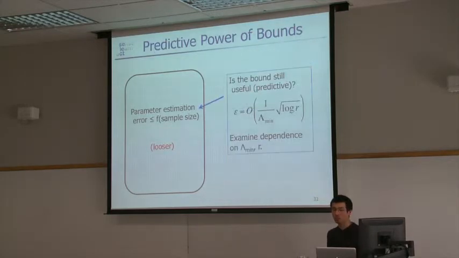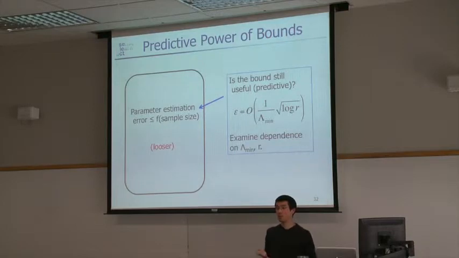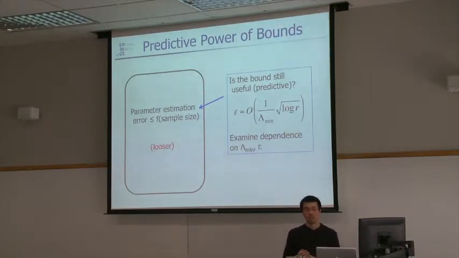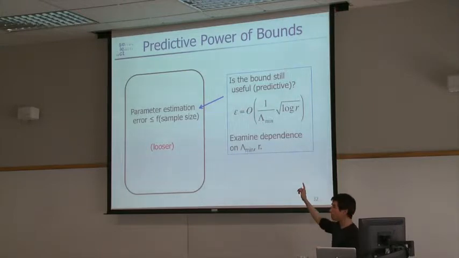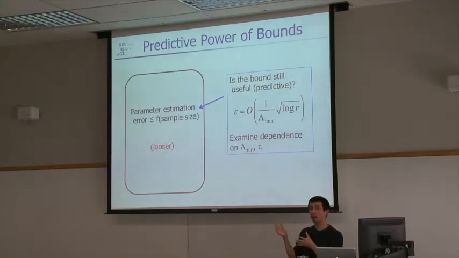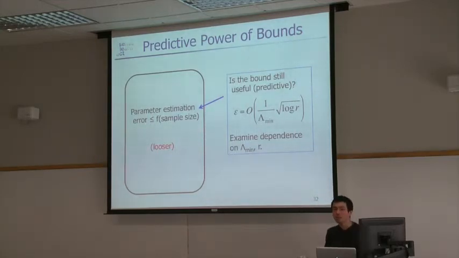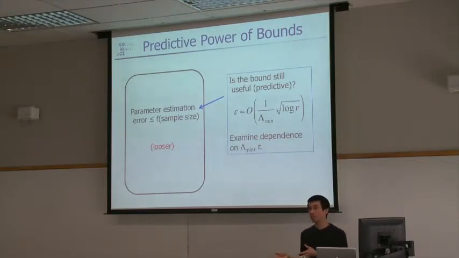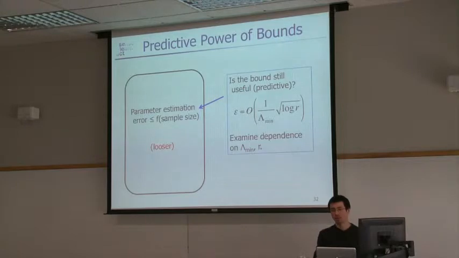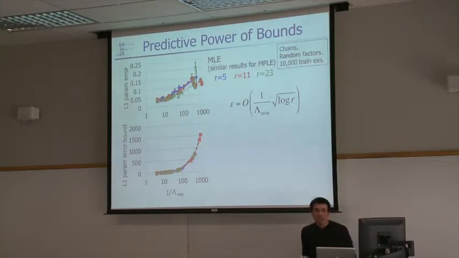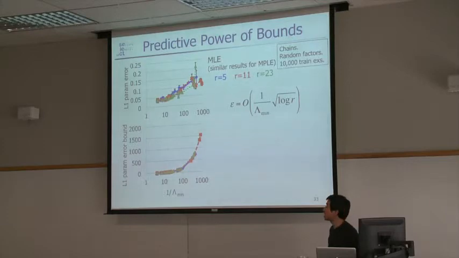So the interesting thing to look at will be, is this very loose bound still useful? In other words, is it predictive somehow? In particular, the bound predicts that the error should be approximately of the same order as 1 over this lambda min value times the square root of the log of r, which is the number of parameters in your model. So what we want to do is examine this dependence on these problem-specific values and see if this bound is indeed useful for saying how many samples you'll need for a particular problem. And we find essentially that it seems to be reasonably useful.